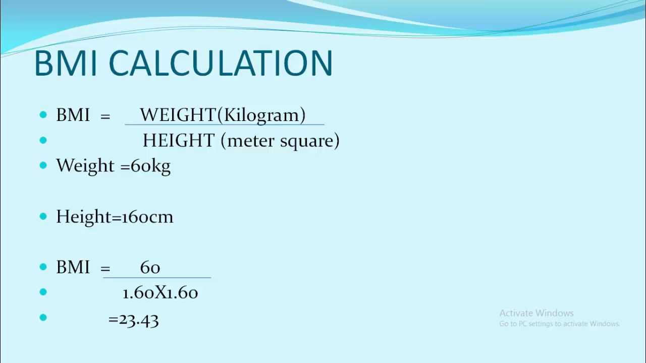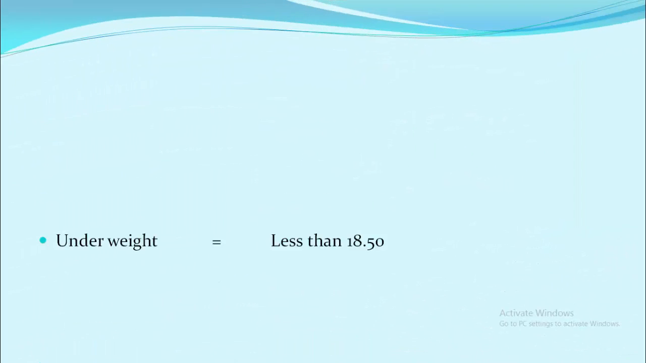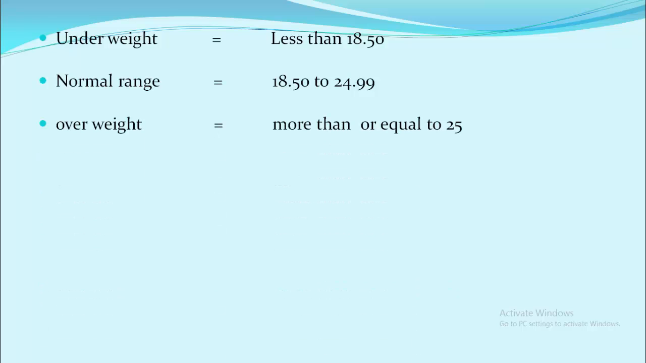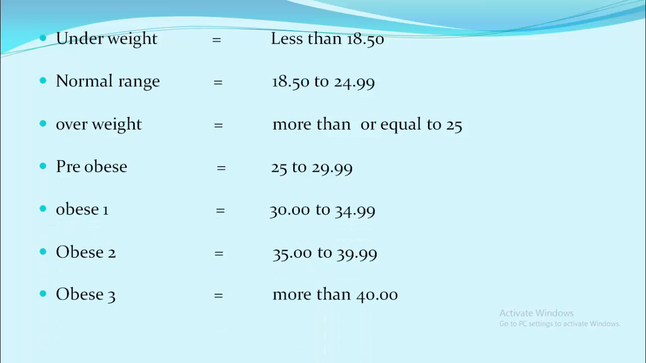For example, there are different ranges to measure your body healthiness. If the value is below 18.5, it is underweight. The normal range is 18.5 to 24.9. If you are overweight, you may be more than 25. Pre-obese lies between 25 and 29. And there are different stages of obesity: obese 1, obese 2, obese 3. Obese 1 lies between 30 and 34.9, obese 2 between 35 and 39, and obese 3 is more than 40.